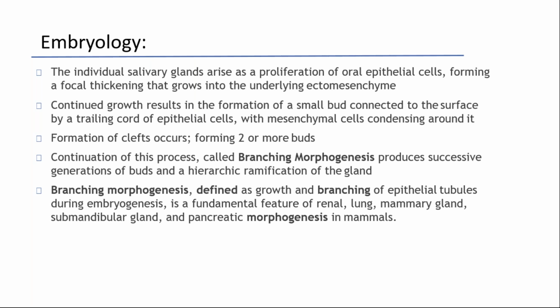So this branching morphogenesis is a successive step. It keeps on branching. The steps keep on happening. This produces successive generations of buds and hierarchical ramification of the gland.